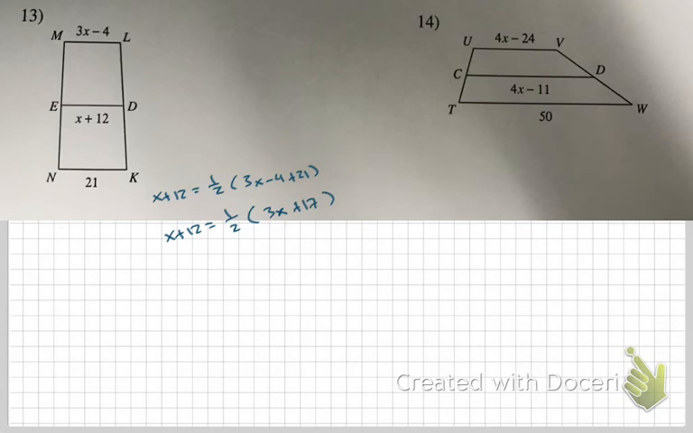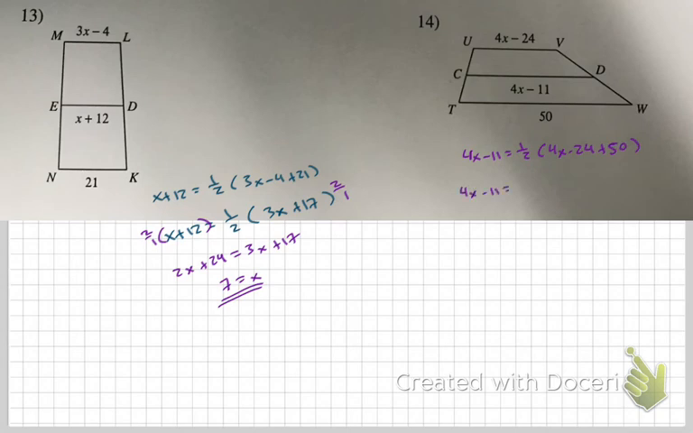Now, if you don't want to divide by 2, because both of those are odd numbers, which means we get fractions, the other thing we can do is multiply by the reciprocal. So that would give me 2x plus 24 equals 3x plus 17. I can subtract the 2x, subtract the 17, so then I get 7 equals x. Okay. Problem on the right, 4x minus 11 equals 1/2 4x minus 24 plus 50.